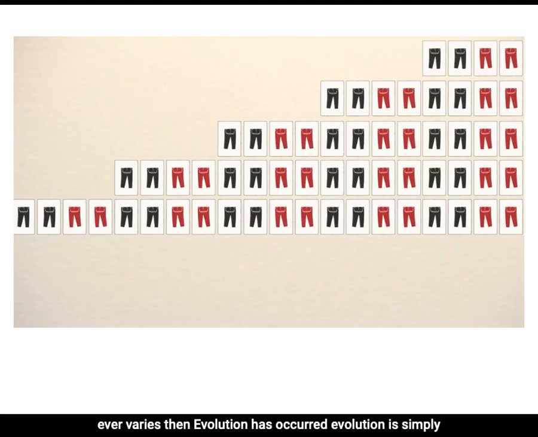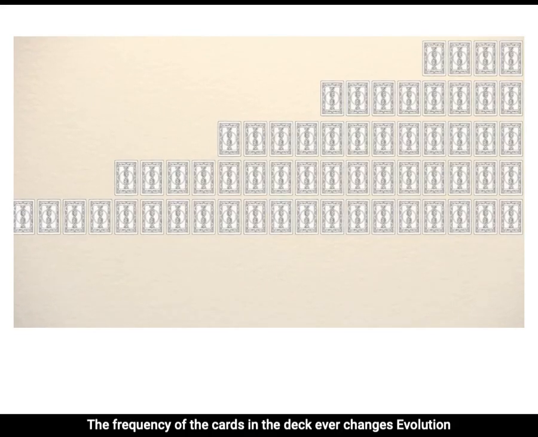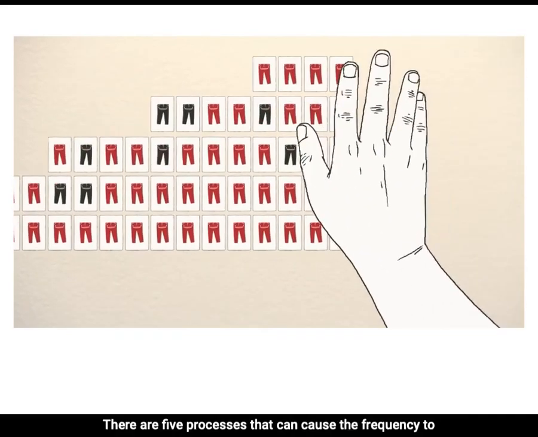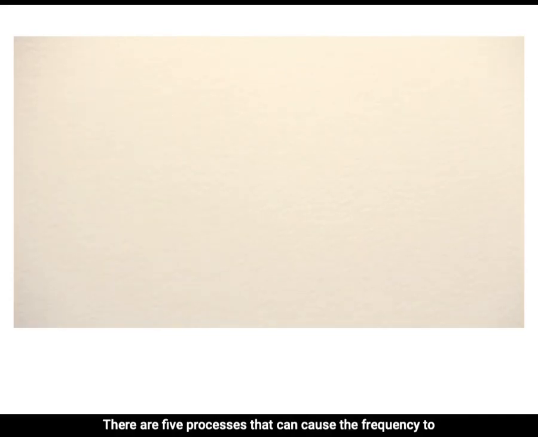If this frequency ever varies, then evolution has occurred. Evolution is simply change in the gene pool over time. Think about it in terms of the cards. If the frequency of the cards in the deck ever changes, evolution has occurred. There are 5 processes that can cause the frequency to change.